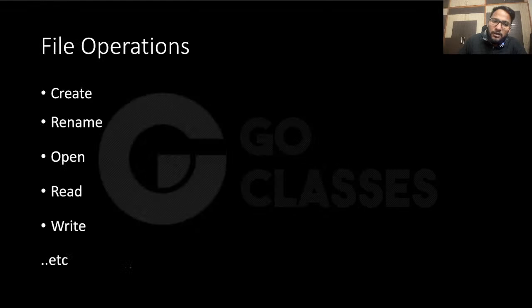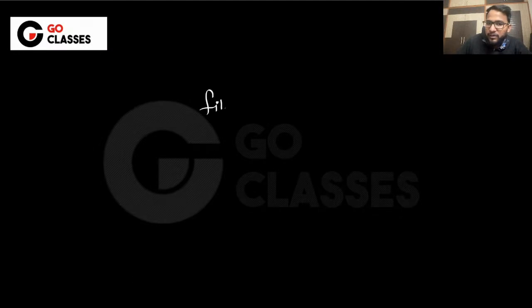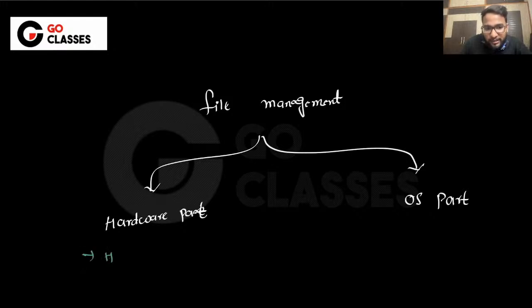So basically, see here, there will be a disk. On this disk, we are going to store a file. Now, there are two things in file management. One is the hardware part. One is the operating system part. Hardware part means how the disk is organized, how sectors are organized, these things are organized.